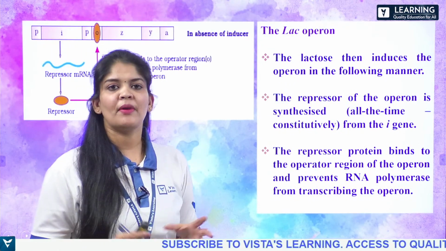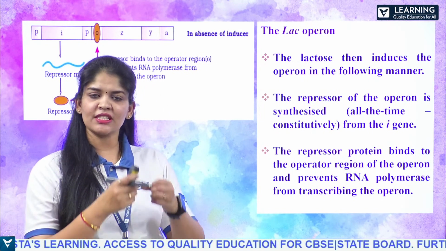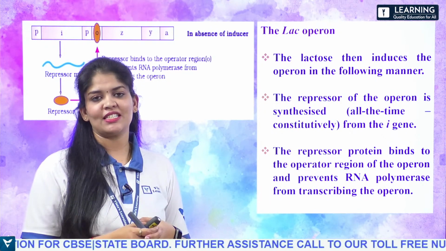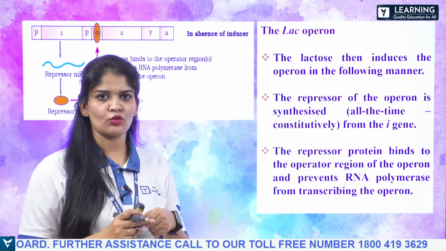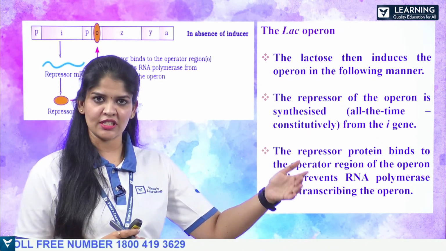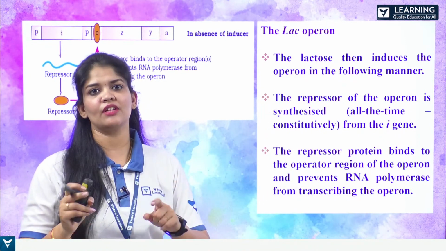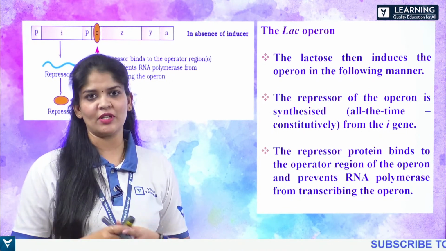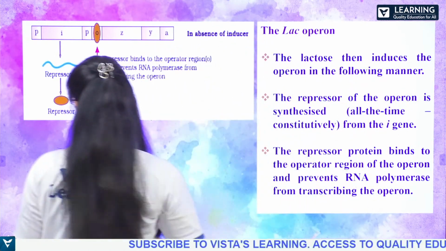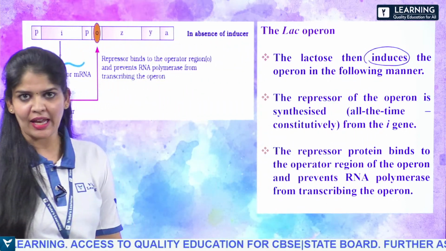So here, by now we know that the lactose is acting as an inducer. Why is it acting as an inducer? Because the presence of lactose is needed for the coming of the beta galactosidase, because if there is no lactose, we don't need beta galactosidase. The need of the beta galactosidase enzyme arises only when lactose is present. That means lactose has to be present. So here the lactose then induces the operon in the following manner.